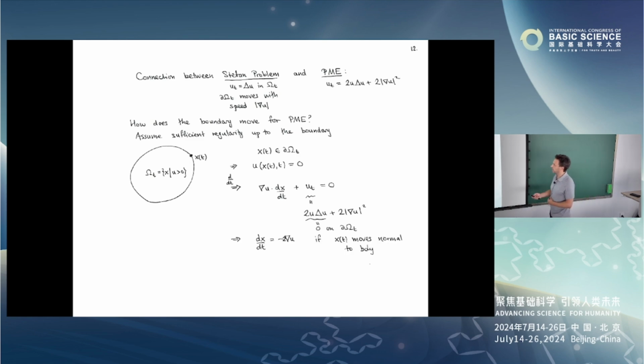But that implies that the only possibility is that dx/dt has to be minus twice the gradient of u, if x of t is moving normal to the boundary. So what we see is that the boundary of omega t is moving in this normal direction with speed twice the gradient of u. So this is some factor of 2, which in fact I forgot when I first wrote the slide. So we see that the Stefan problem and the PME have this same feature that the boundary moves with the gradient of u.